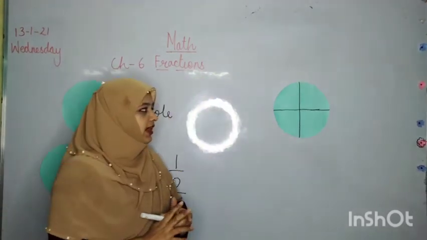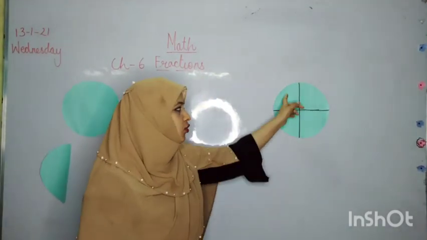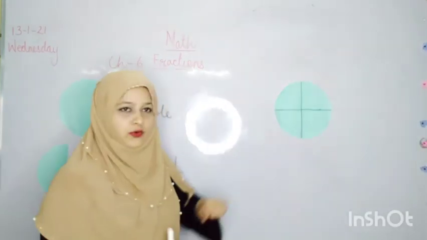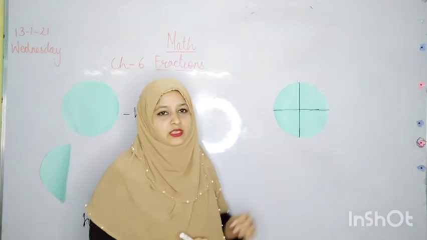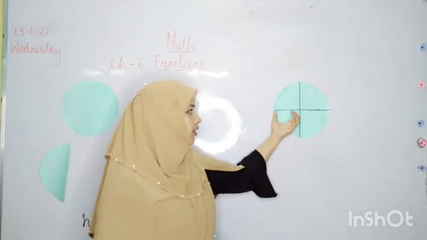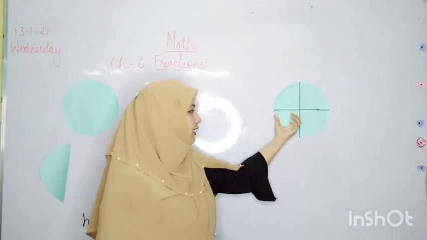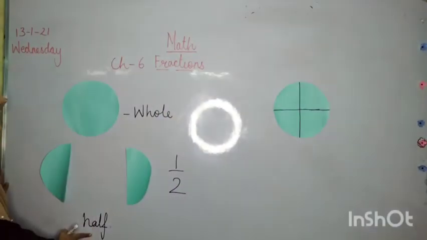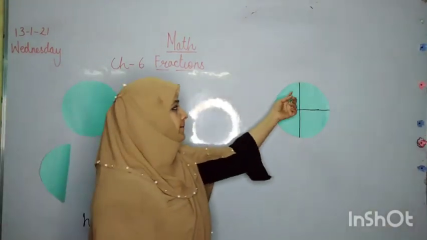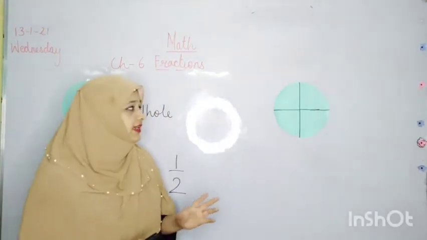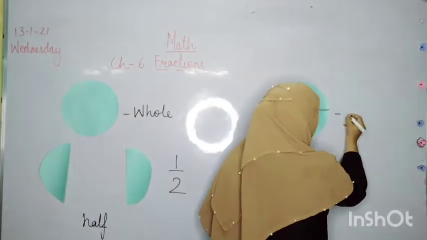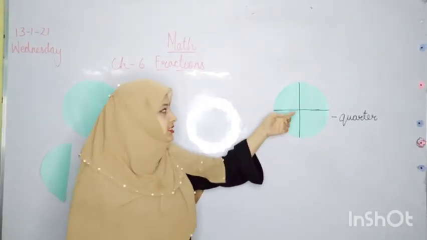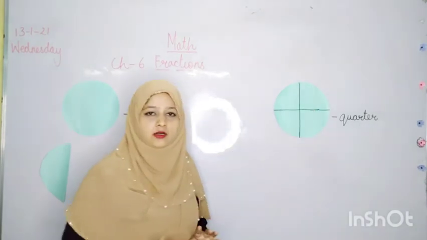Okay. Now as you can see, I have divided this whole circle into four equal parts. 1, 2, 3, 4. Yes, I got four equal parts. But what is one part called? When we call these two parts half, what will we call this one part of the circle? Yes, it is called a quarter. So when I divide the circle into four equal parts, each part is called a quarter.